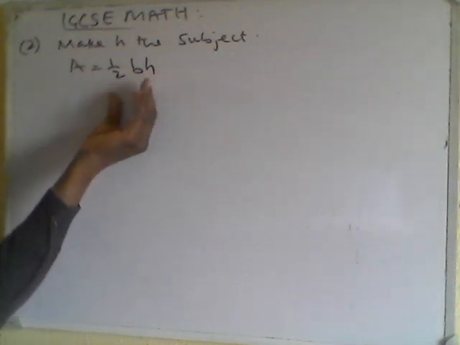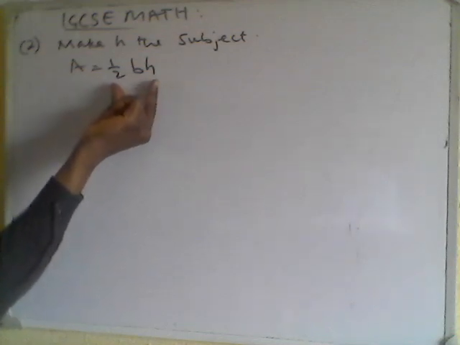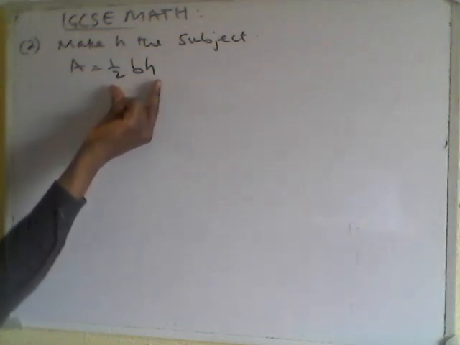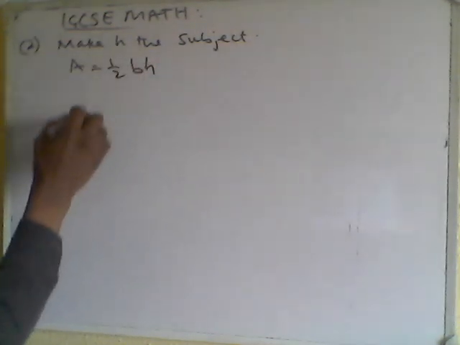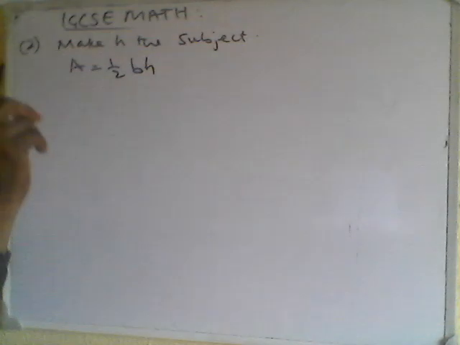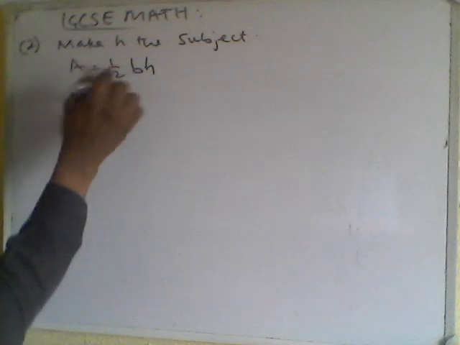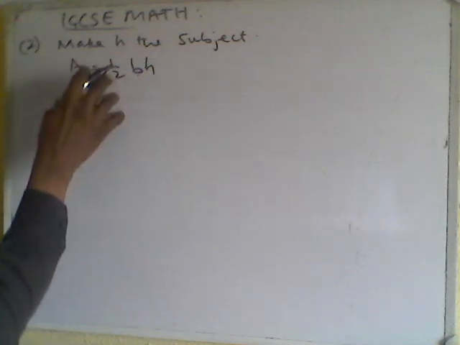I say, okay, what is binding h to this expression? What is binding it? It is multiplication, because there's a multiplication sign here and here. So what I will do is to use the inverse operation of multiplication, which is division. I will now say divide both sides by, okay, I will start with this one now because this is multiplication by b and multiplication by half, right?